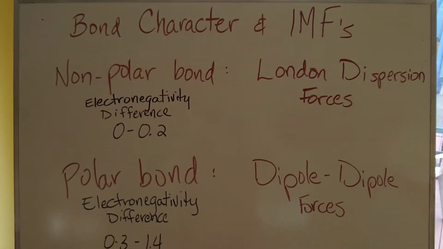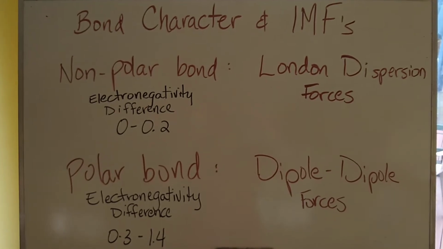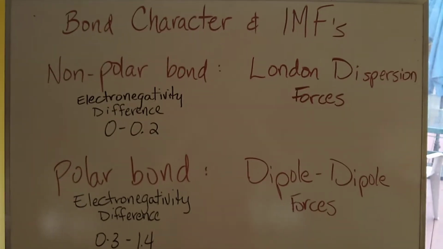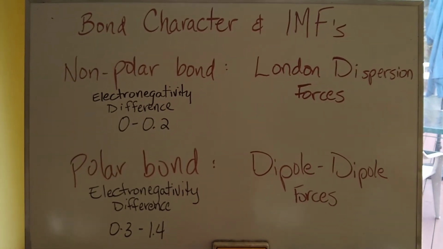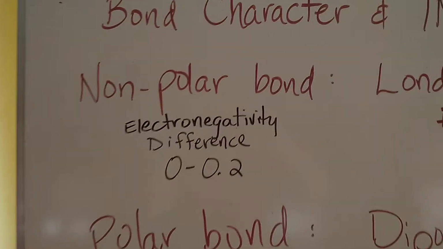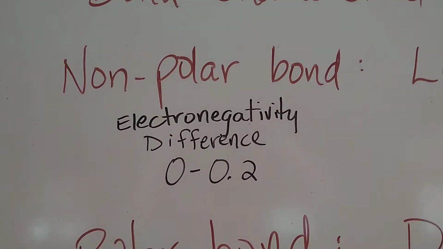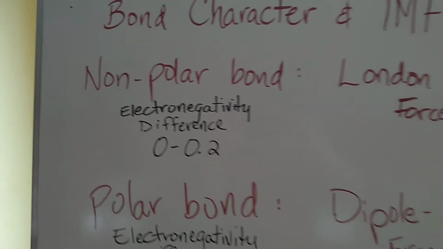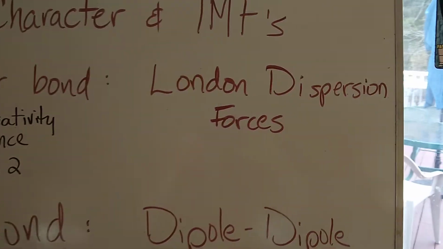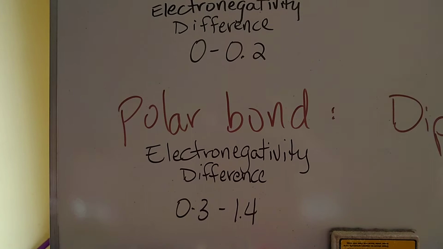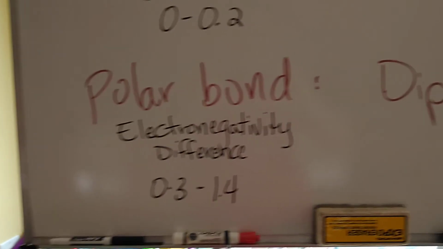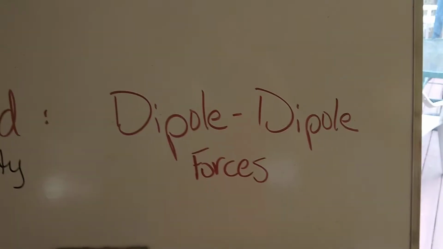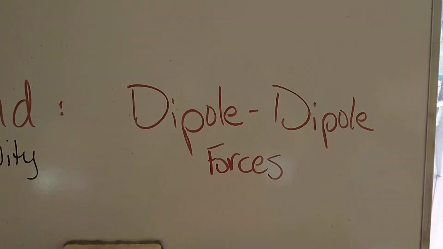In the last video, we left off with bond character. In this one, we're going to talk about bond character and the intermolecular forces. For a non-polar bond, the electronegativity difference is between 0.0 and 0.2. This electronegativity difference will result in London dispersion forces. For a polar bond, with an electronegativity difference between 0.3 and 1.4, it will result in intermolecular forces called dipole-dipole forces.